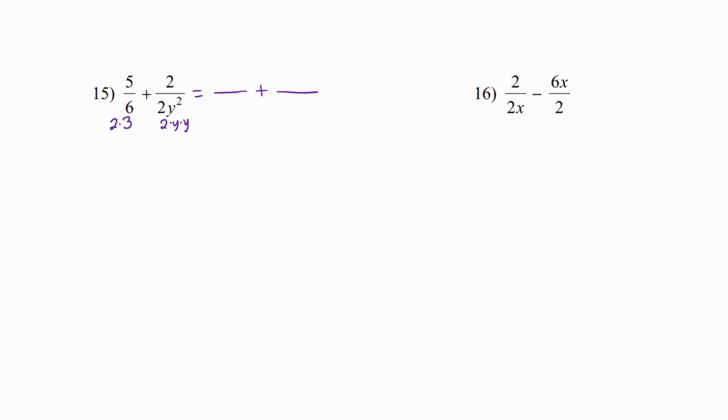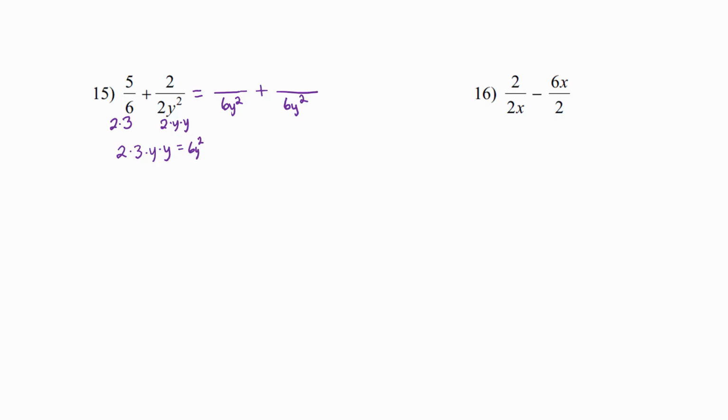So they need a 2, because they both have a 2. They need a 3, and they need 2 y's, and so together that means our common denominator is 6y squared. Once we figure out what our common denominator is, we have to make our current denominators turn into that.